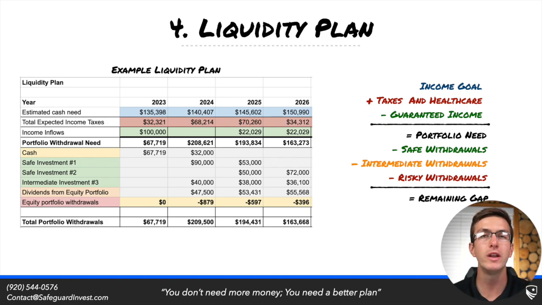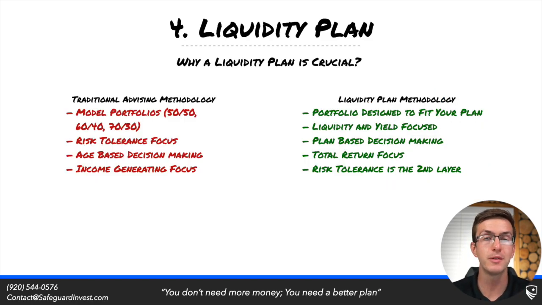And the reason this liquidity plan methodology is better than the traditional advising methodology, in my opinion, is because traditional advising will typically use model portfolios. Now that you're retired, you should either be a 50-50, 60-40, or 70-30 mix. But really, I think your plan should decide that target allocation. The traditional model is very risk-tolerance focused. And the problem is your risk tolerance will change moving through time. For instance, I'm guessing a lot of you were more risk tolerant at the start of the year than you are right now after seeing a market downturn.